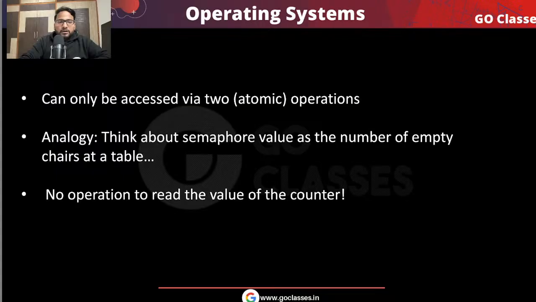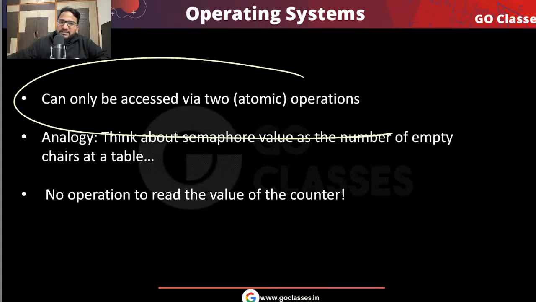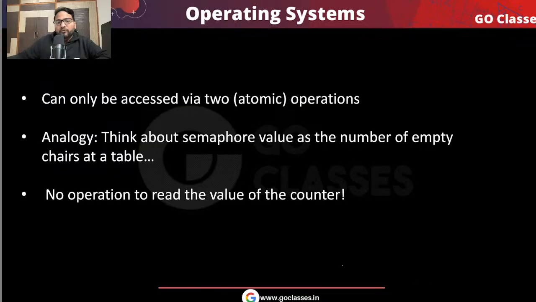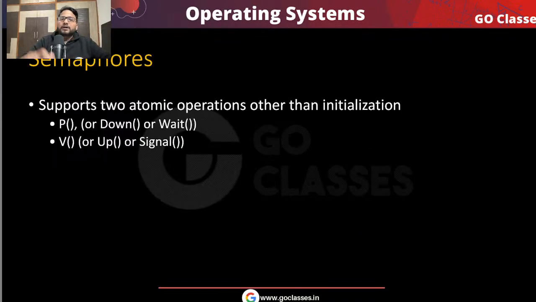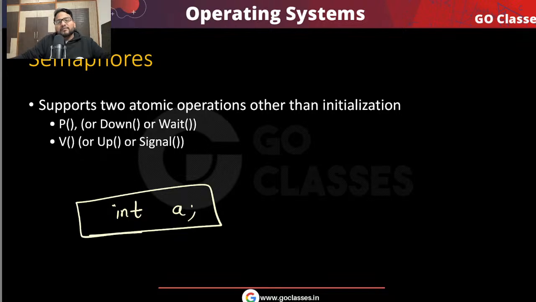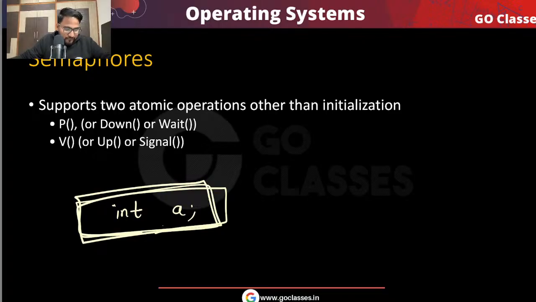The semaphore can be accessed using two atomic operations, which we call P and V. So think about the semaphore as the number of empty chairs at a table. What do I mean by that? Just treat the semaphore like an integer variable, int a. But what is the difference? With an integer, a = a + 1 you can do directly, a = a + 2 you can do directly.